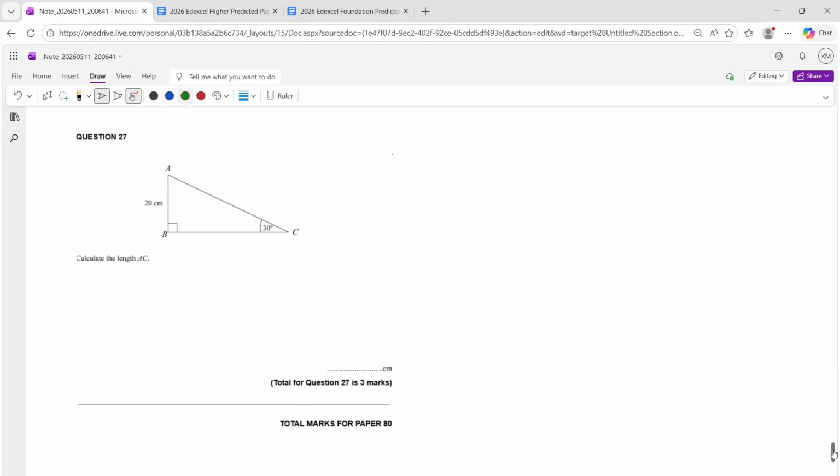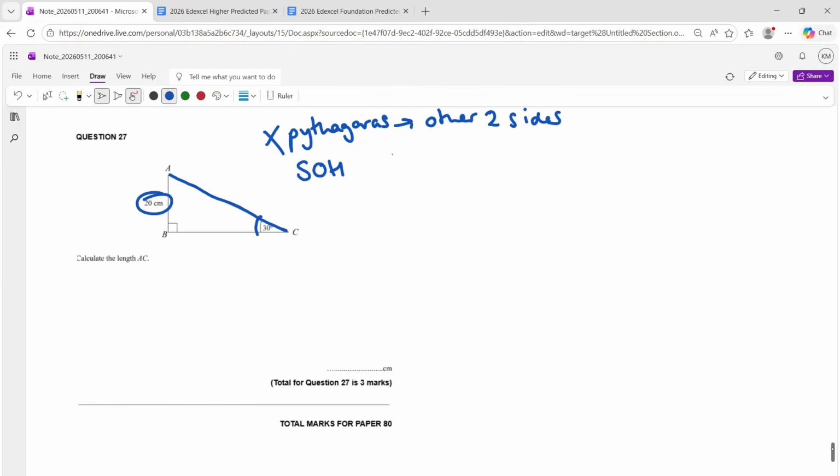Okay, we're here. Last question. Right, so tricky one, this one. You've been asked to calculate the length AC, which is this line here. And you've got an angle of 30 degrees and a side of 20. So in a right angled triangle, if you're finding missing sides, you're either going to be using Pythagoras, but you'd need to know the other two sides, which we don't, so we can't use that. The only other thing we can use in a right angle triangle is SOHCAHTOA.